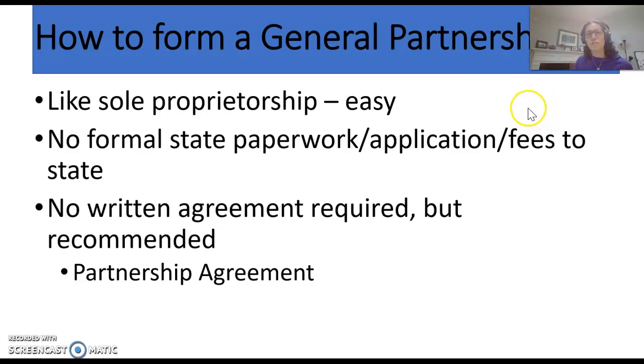What else is similar to a sole proprietorship? Oh, actually, before I move on to the next slide, the other characteristics that are similar to a sole proprietorship are both taxation and liabilities.